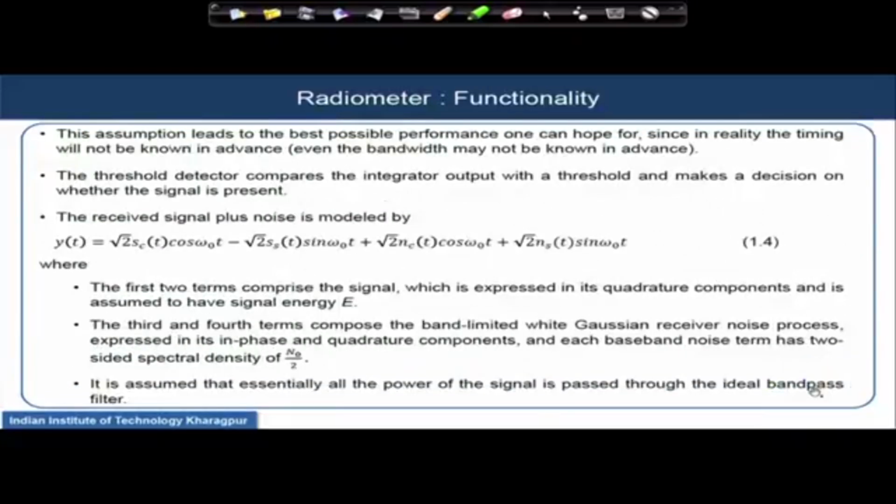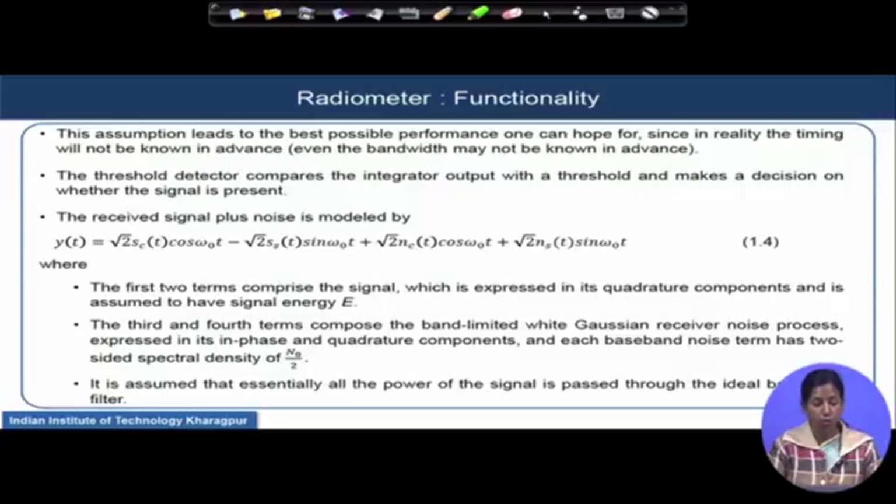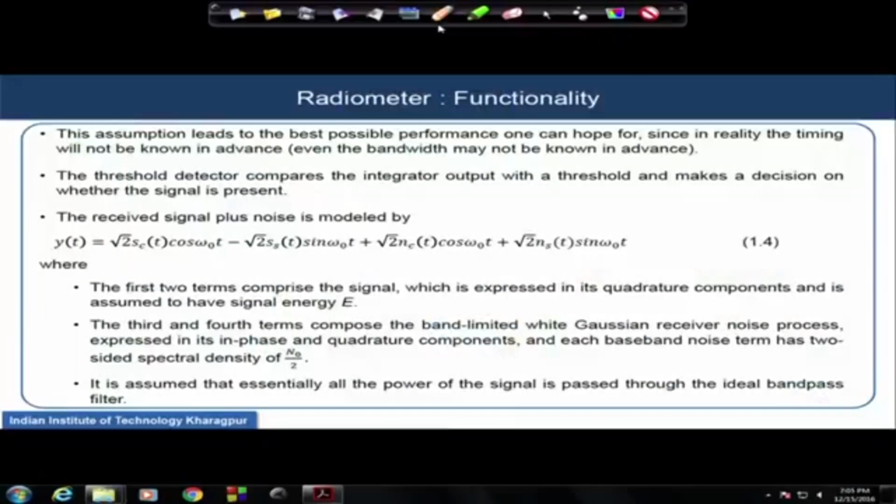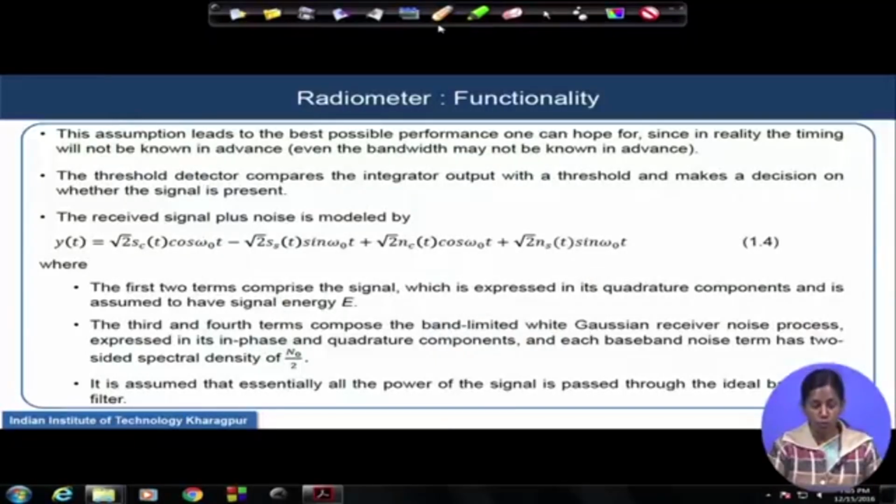These assumptions that we have made in the last slide give the best possible performance one can hope for, since in reality the timing will not be known in advance, and even the bandwidth won't be known in advance. And the threshold detector compares the integrator output with a predefined threshold value. As I have told you, that threshold selection is done in the absence of the signal. It is basically based on the noise.